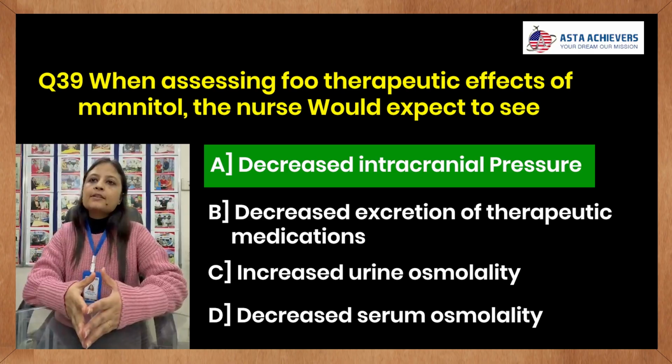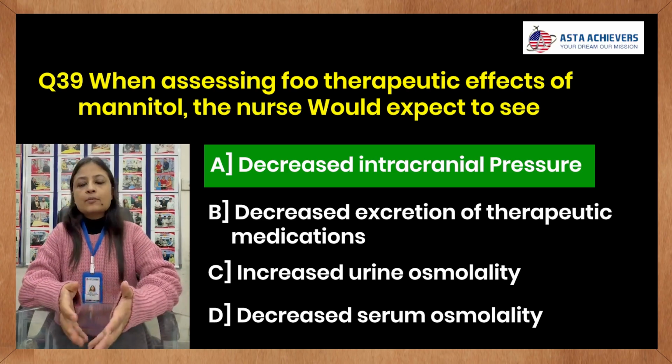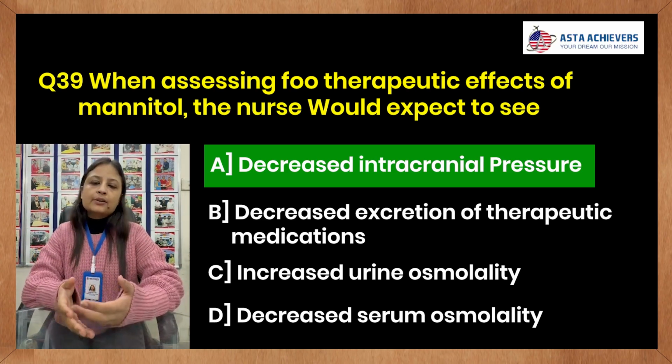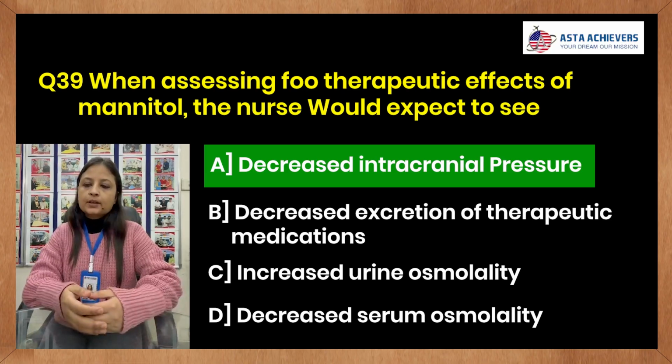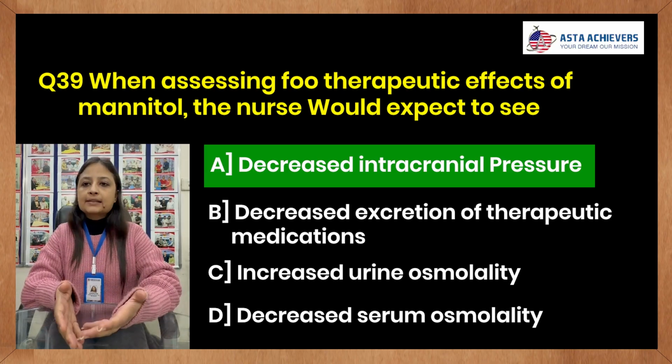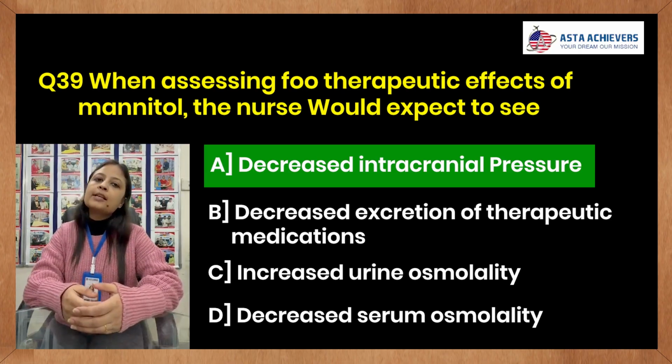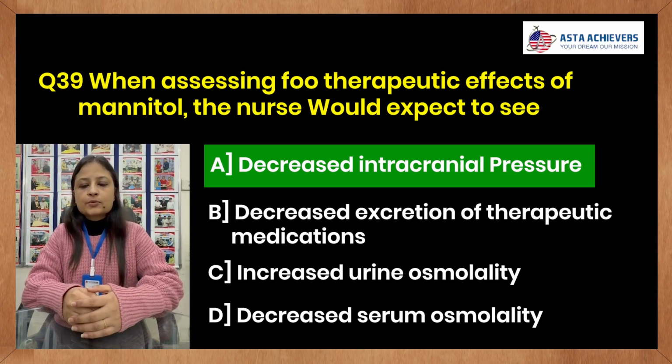Question number 39. When assessing for the therapeutic effect of mannitol, the nurse would expect to see first option A, decreased intracranial pressure, option B, decreased excretion of therapeutic medication, option C, increased urine osmolality, and option D, decreased serum osmolality.